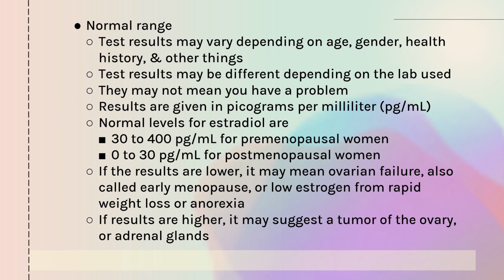30 to 400 for premenopausal women and 0 to 30 for postmenopausal women. Lower results could suggest ovarian failure or low estrogen due to factors such as rapid weight loss or anorexia. Higher levels may indicate the presence of a tumor in the ovaries or adrenal glands.